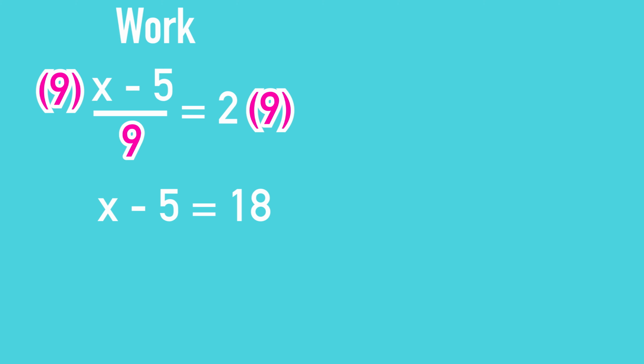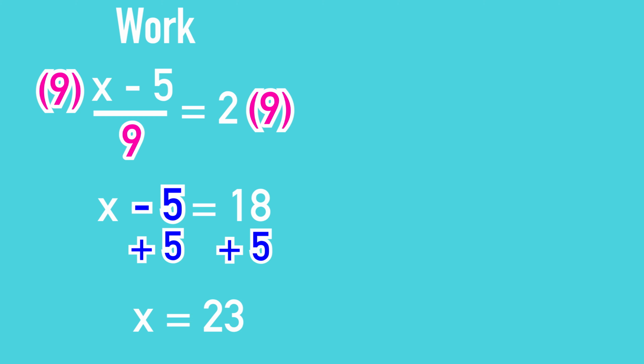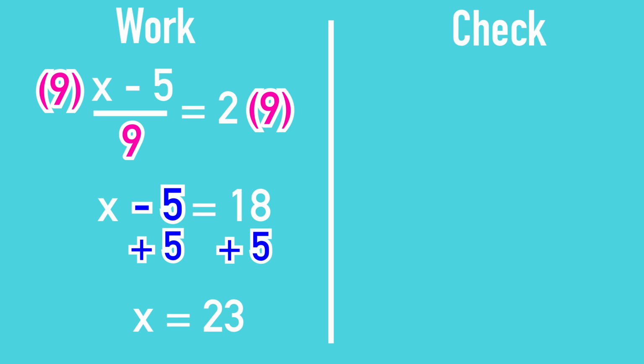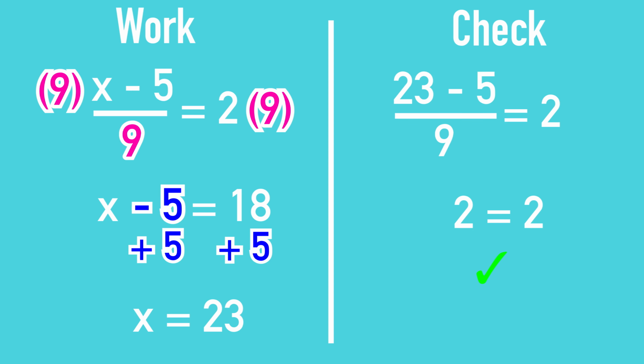Now we will move on to undoing the subtraction that was in the numerator. We will do this by adding 5 to both sides of the equation. Our result is x equals 23. We will definitely want to verify this, so we will use the substitution property of equality to make sure that the difference of 23 and 5 divided by 9 equals 2, and it does.